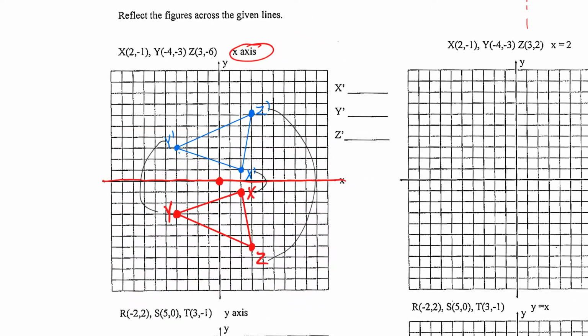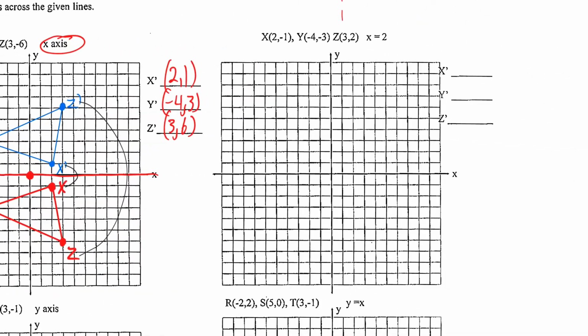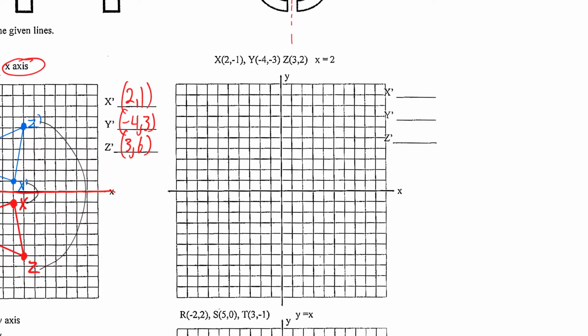So what are the coordinates of x prime? 2, 1. What are the coordinates of y prime? Negative 4, 3. And what are the coordinates of z prime? It's 3, 6. Okay, so I want you to follow me on this because I don't like these points.